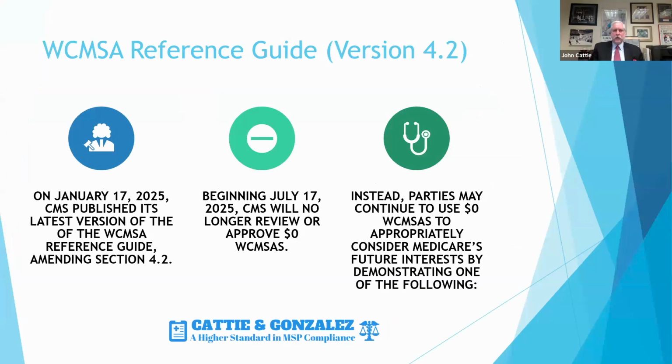So here we go into version 4.2, section 4.2. I don't know if that was intentional by CMS or not. Regardless, this came out January 17th of this year, where Medicare announced that starting July 17th of 2025, Medicare will no longer review and approve $0 MSAs. And essentially, the parties resolving the work comp settlement are going to be self-policing. They're going to utilize $0 when it's appropriate based on how CMS has issued the criteria in this updated guide.